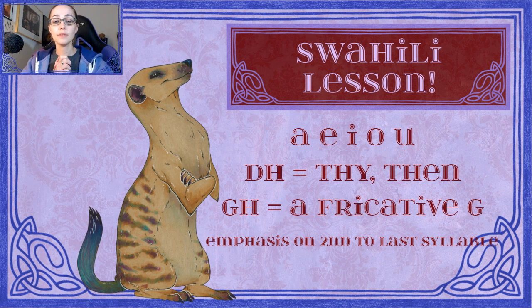Anyway, other than that, you basically pronounce things the way you expect them to be pronounced, like the most basic pronunciation you can think of. That's probably what it is in Swahili. The exceptions are DH and GH. As you can see, DH is pronounced with a th sound, as in thy or then or them. So, for example, the word think is dhani.